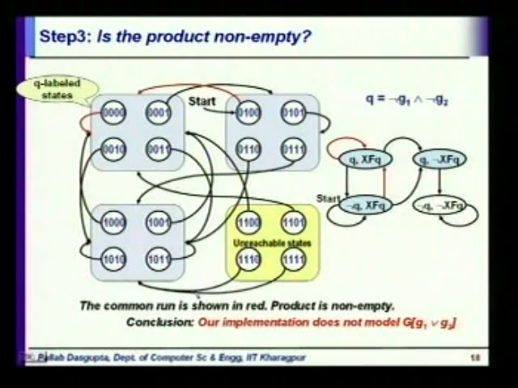Now, the product. This is our state machine that we extracted out from the implementation. This is the automaton that we have created out of the property. And now we see whether there is a common run. And the common run is there, which is shown in red, in which you go from here and then stay in this loop forever.